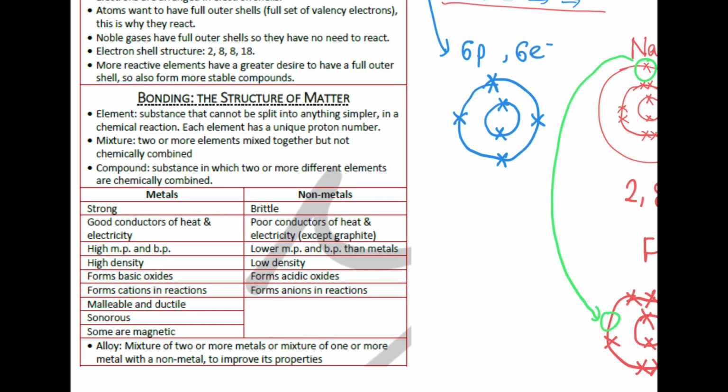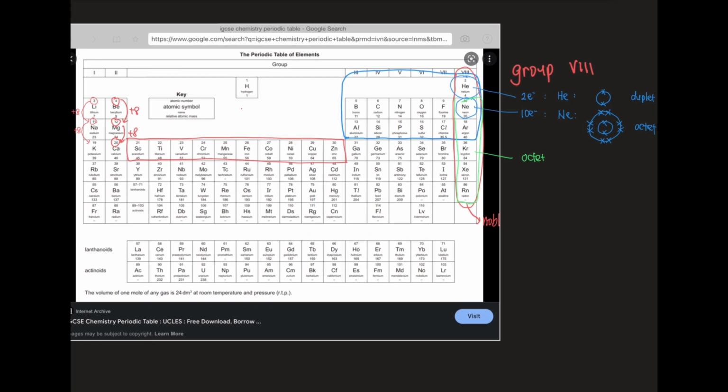Now we are going to discuss the chemical bond, so bonding, the structures of metal. We start with element. Just now you heard of elements already. Elements are substances that cannot be split into anything simpler in chemical reactions. Each element has a unique proton number. Every member here is an element. For example, hydrogen is an element, helium is an element, lithium is an element, and so on. That's why it's the periodic table of elements.